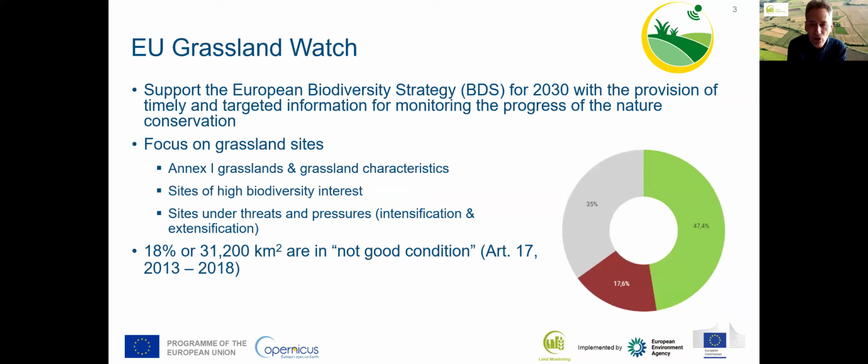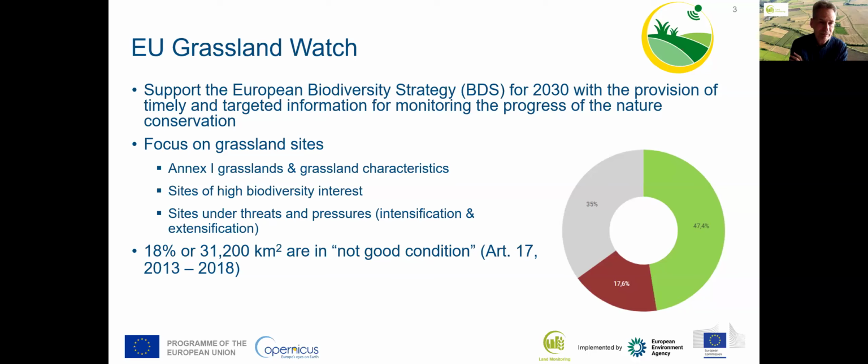Because the whole background of the project is, of course, to support the European biodiversity strategy and all the information needs it has. As I said, it's focusing on grassland sites. We have selected from the Habitat Directive Annex 1 all habitat types that start with a 6. So all the grasslands. But in addition, we also have selected some additional sites with grassland characteristics, like some salt steppe or salt meadow and these kind of things.